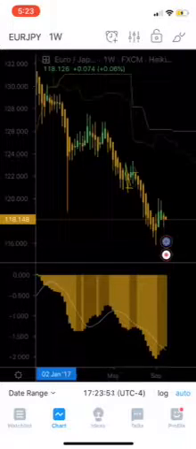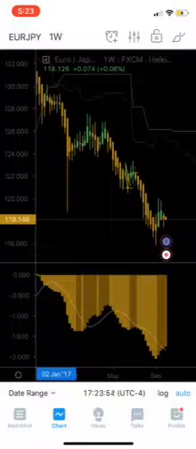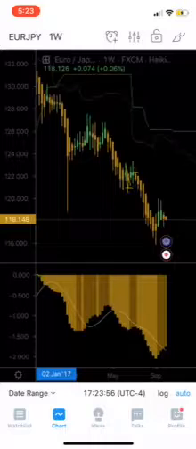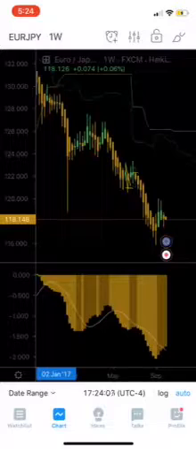Hey guys, I wanted to go over what we're actually doing with the market so you can get a general understanding of how to read the charts. Right now I'm looking at the pair called Euro JPY. This is just general information, a brief summary, so you can understand how to look at the charts and what we're actually looking at.